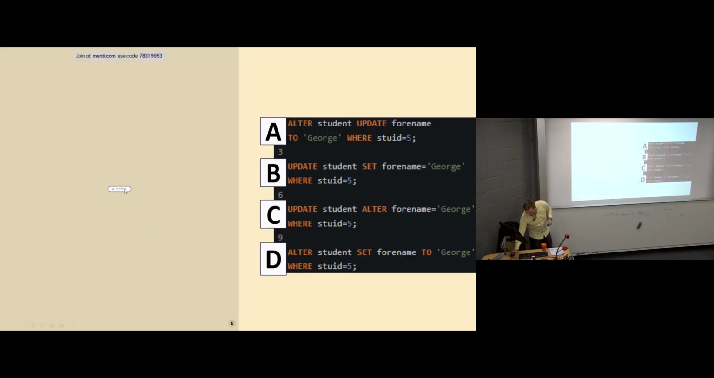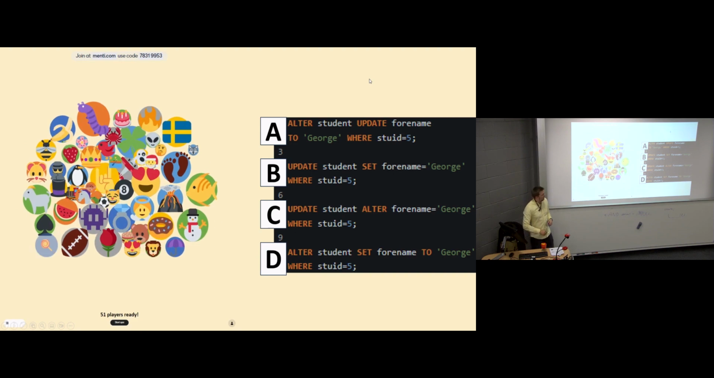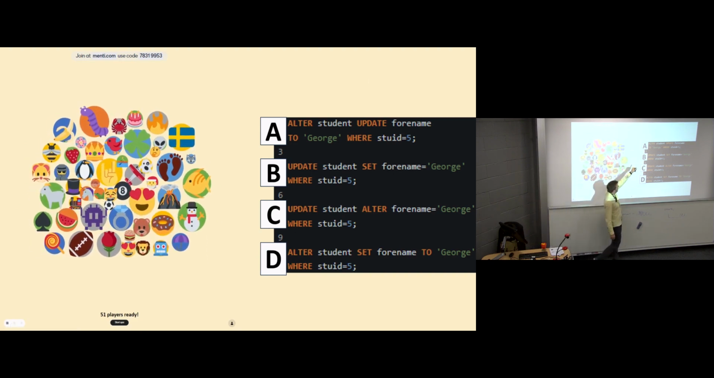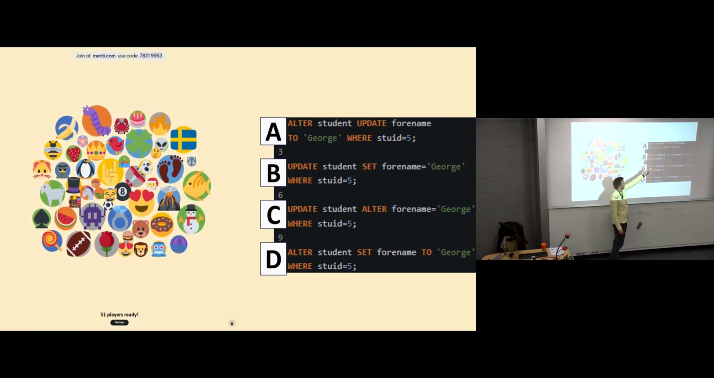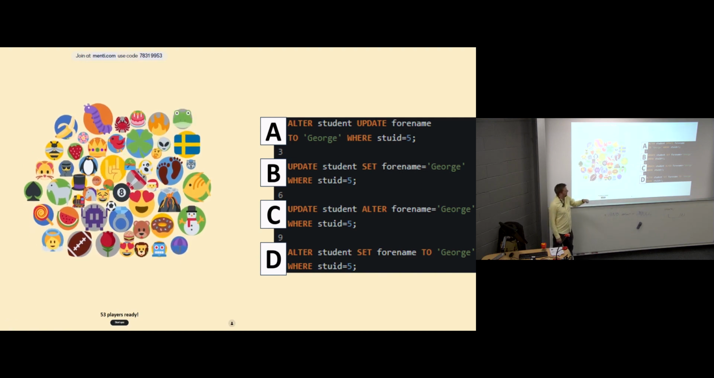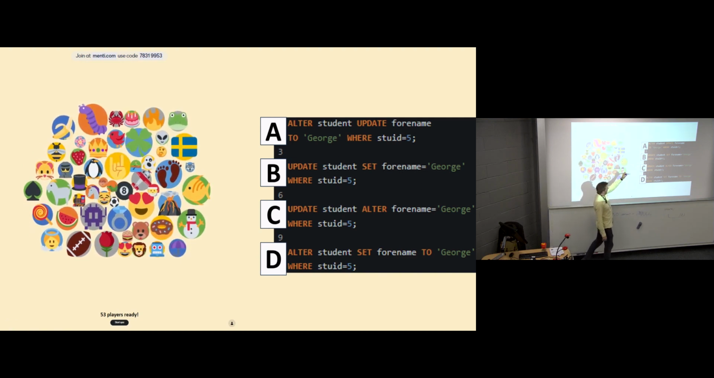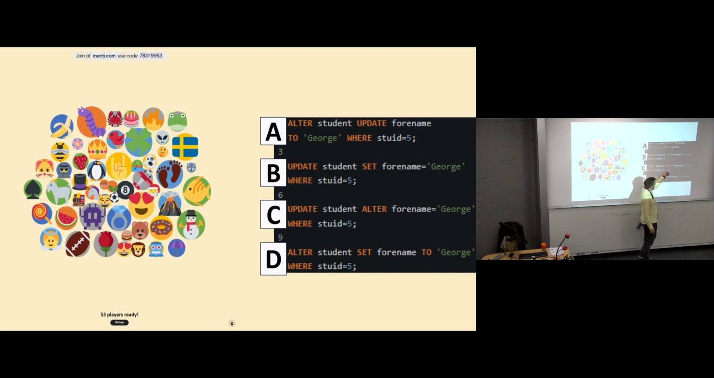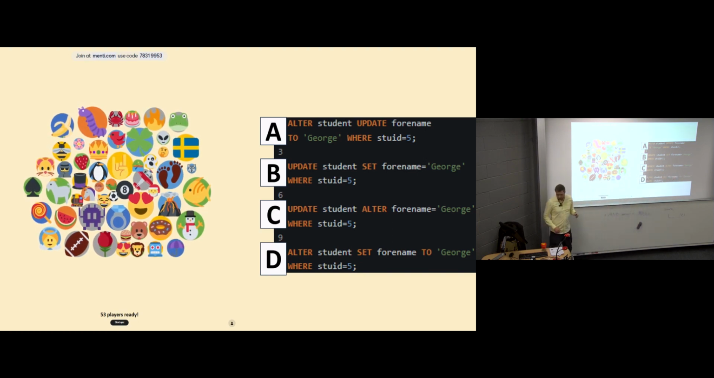Here we go, proposing some SQL. We've got four SQL statements here. The first one: alter student update forename to George, where student ID is 5. Update student set forename to George, where student ID is 5. Update student alter forename equal to George. And alter student set forename to George. All of them have the where student ID is 5.